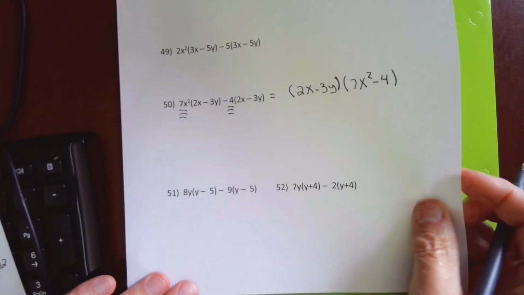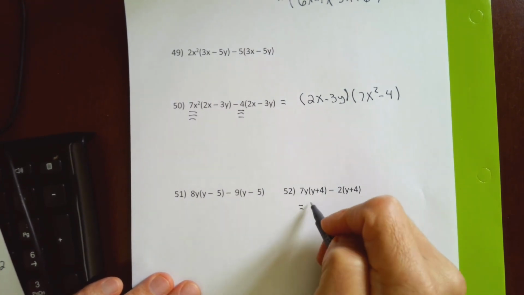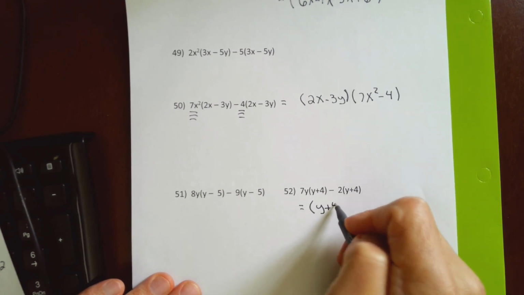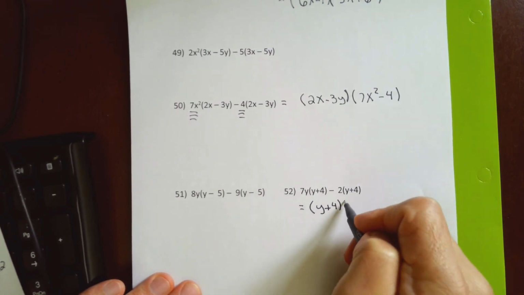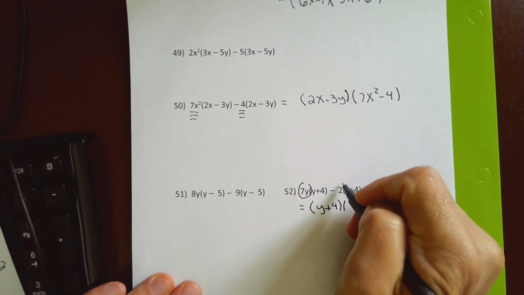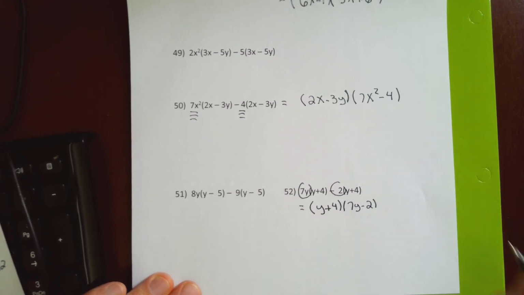Again, it's really funky to check these, and I'd like to, but it's been a disaster, so I'm punting on the checking. It's not important now, the checking. It's going to be important in the next section. So for this problem, I write the common parentheses of y plus 4, and then what's in front of the common parentheses: 7y minus 2.